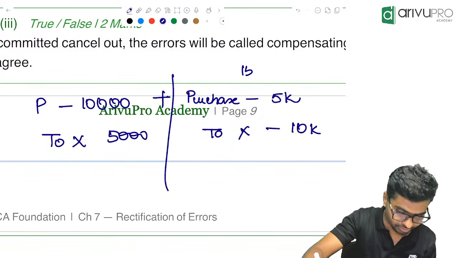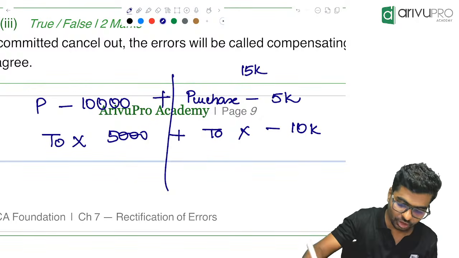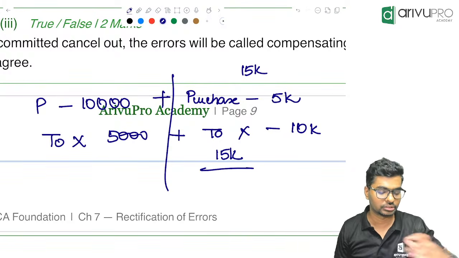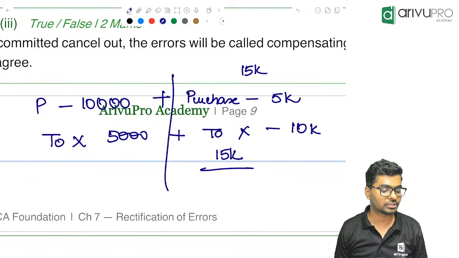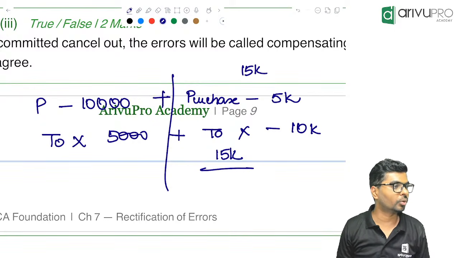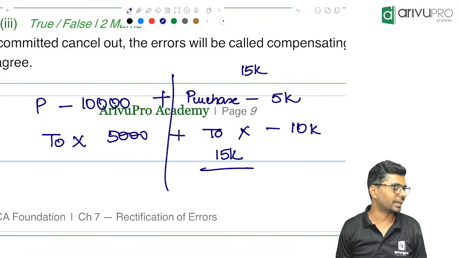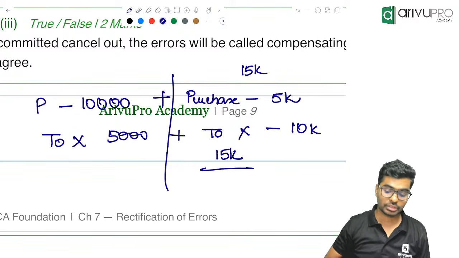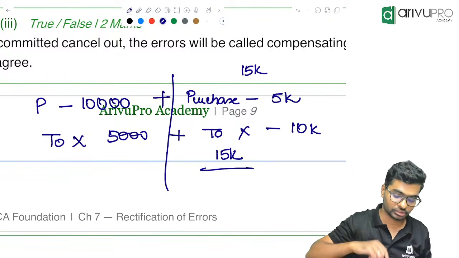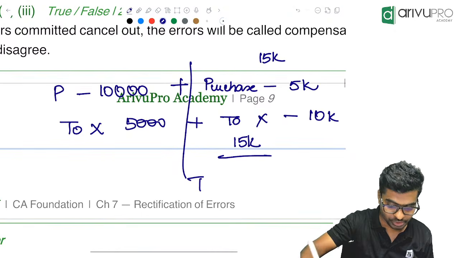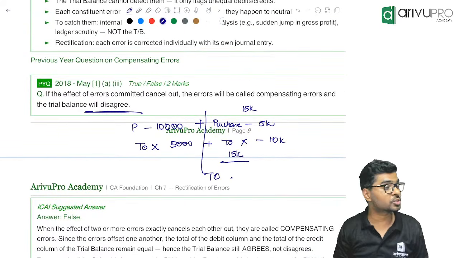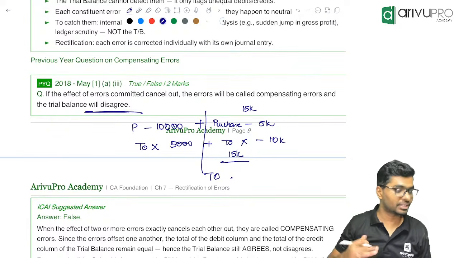Purchase, X account, 15,000. Therefore, it will be what? Compensating error. What is the total of debit? Total of credit. So, that means the trial balance will tally. So, now what are they saying? Trial balance will be true or false? Trial balance will agree.